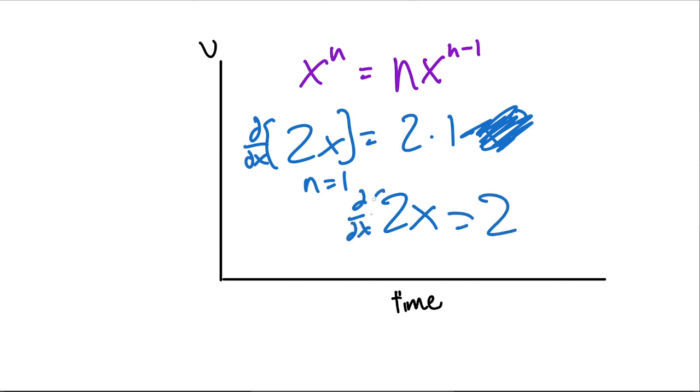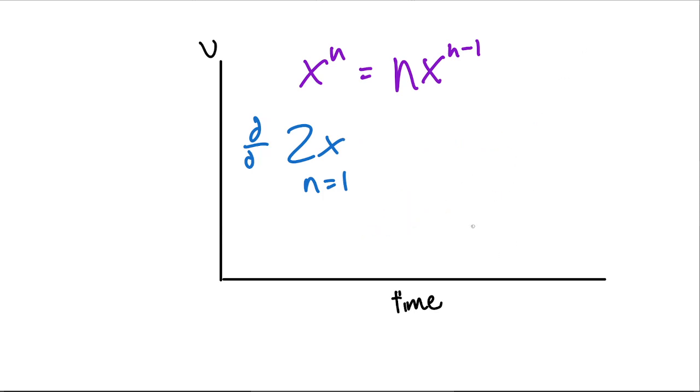That makes it seem right. The derivative of 2x is equal to 2, which, as we proved before, is right, because this is our slope. The slope of 2x at any point is equal to 2. So that's how we get that.